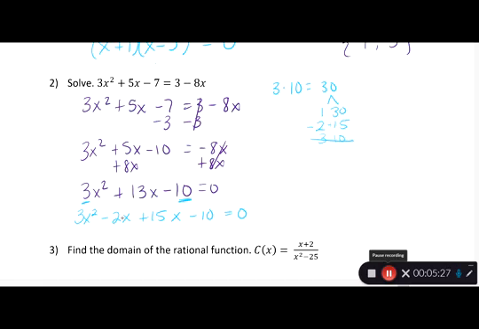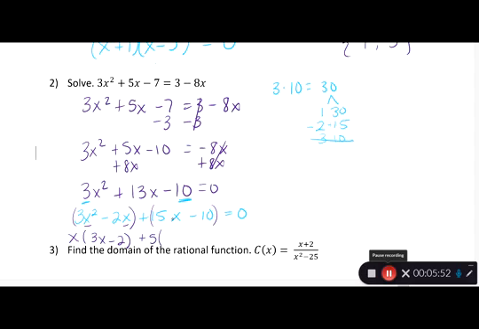You need to make sure that these two don't change this number. If they did, then it would be incorrect. And now we do grouping. We look at the first set and we look at the second set. First set, what do they have in common? Just an x. Pull an x out. I'm left with 3x minus 2. 15x and 10 have a 5, so plus 5.